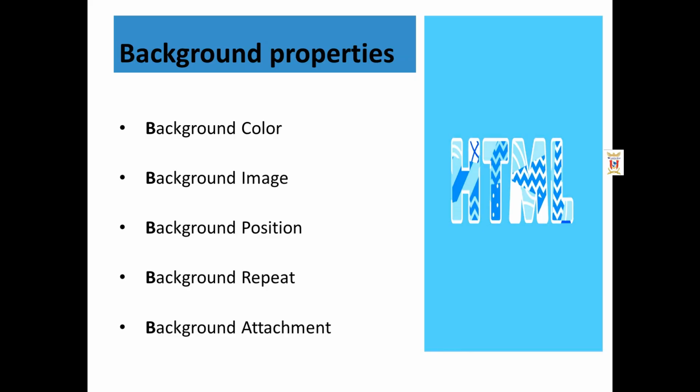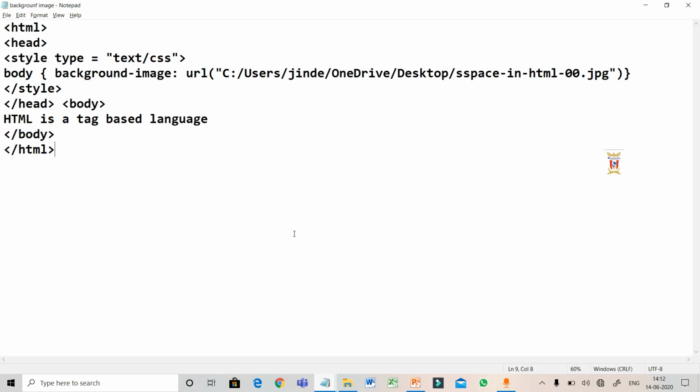The next property is background image. In this, we will be applying an image in the background instead of the color. So let's take an example. First of all, we are starting with HTML, then head. Again, as I have told you, we have to mention the style and its type. So style type here is text/CSS. Now again, the image will be applied in the background of the body, so I am mentioning the selector body here. Now this is a very important part.